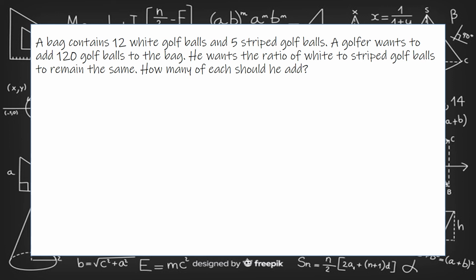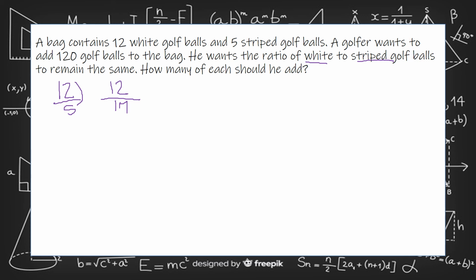A bag contains 12 white golf balls and 5 striped golf balls. A golfer wants to add 120 golf balls to the bag. He wants the ratio of white to striped golf balls to remain the same. How many of each should he add? So our ratio here is white to striped. Okay, that's 12 to 5. And he wants to add 120 golf balls to the bag. So we could also rewrite this as 12 to the total. If there's 12 and 5, that's 17 total.